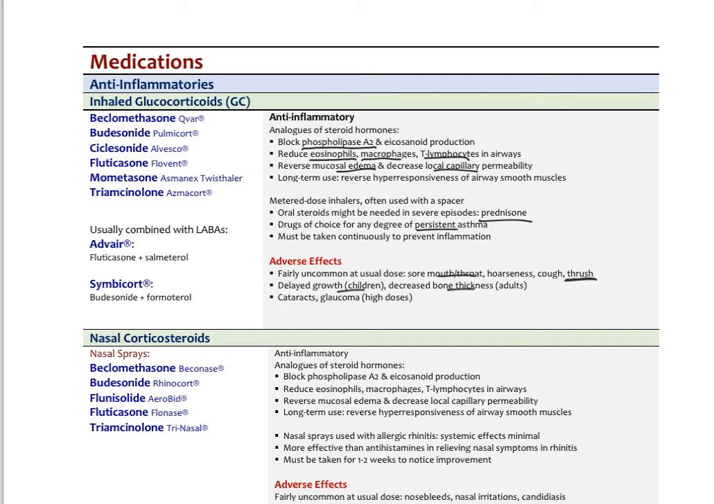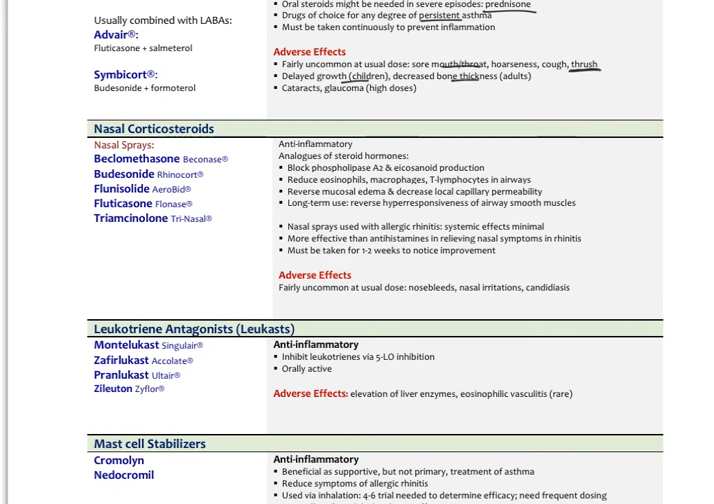There's another possibility, and that is nasal corticosteroids, nasal sprays. So that would be things like beclomethasone, but probably the most common one would be fluticasone, and that's Flonase. So Beconase, Flonase, Rhinocort, all of these. Again, anti-inflammatory, same effects, but they're working more just locally in the nasal passages to decrease the inflammation from allergies, so allergic rhinitis. The systemic effects are even less than the inhaled glucocorticoids for asthma.